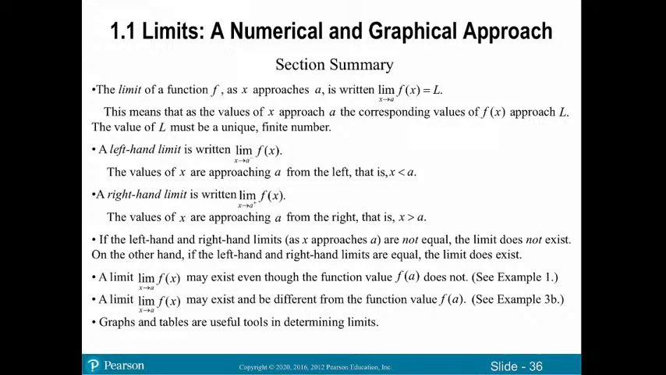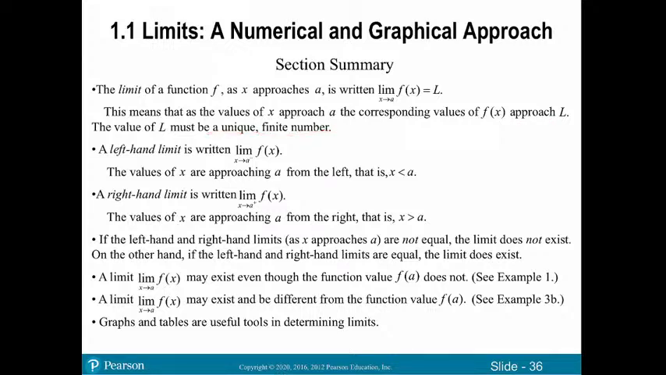So just as a review, we say the limit of a function f as x approaches some number a is written: the limit as x approaches a of f of x is L. This means that as the values of x approach a, the corresponding values of f approach L. The value of L must be a unique finite number.